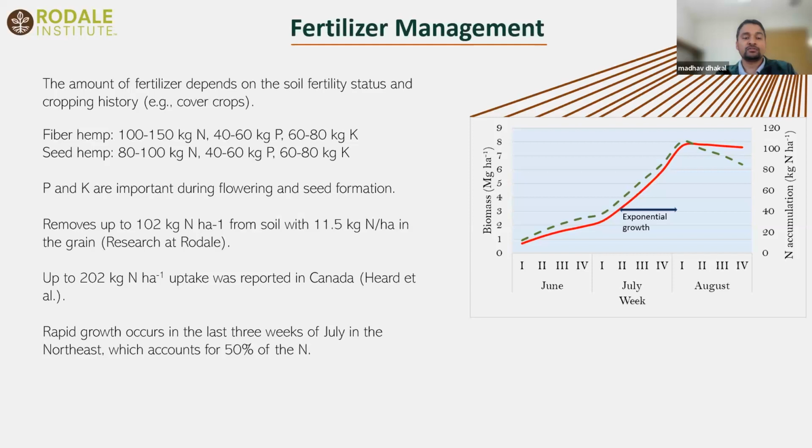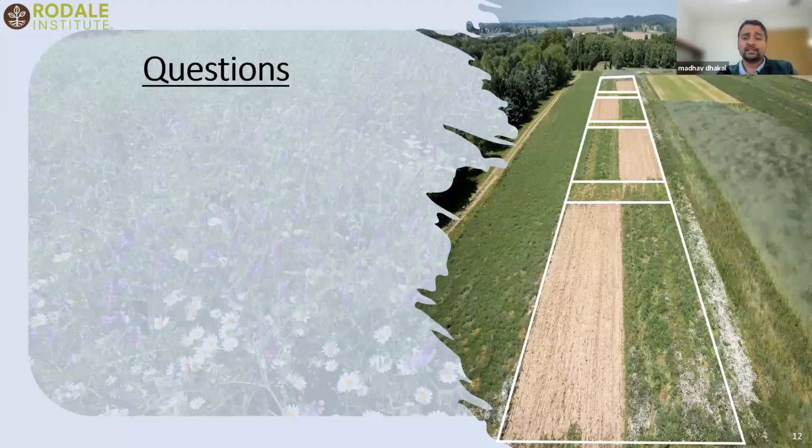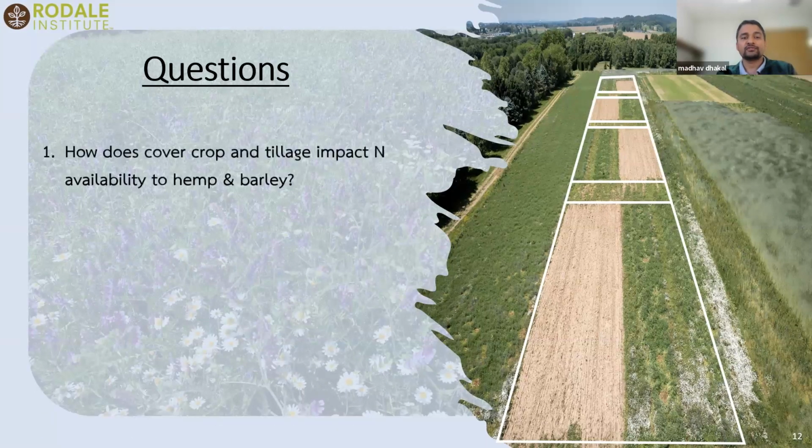And then the rapid growth occurs in the last 3 weeks of July in the Northeast region. Maybe in your region the growth pattern would be different. It accounts for almost 50% of nitrogen uptake within 3 weeks. So, cover crops in organic systems: basically the cover crops and the organic fertilizers, like we supplemented with blood meal, you can use compost and other organic fertilizer sources as a source of nitrogen and other elements.